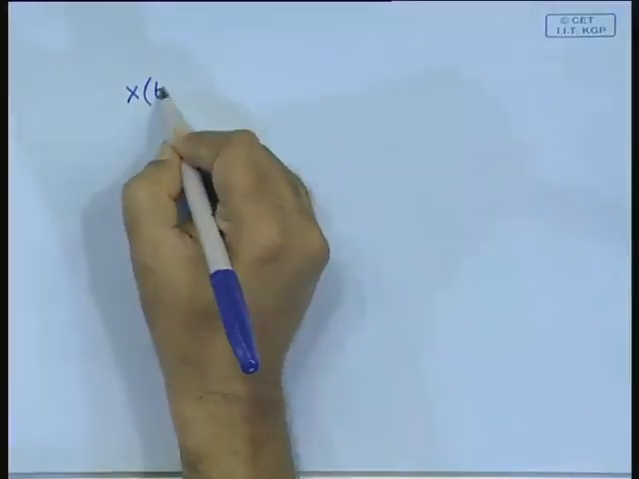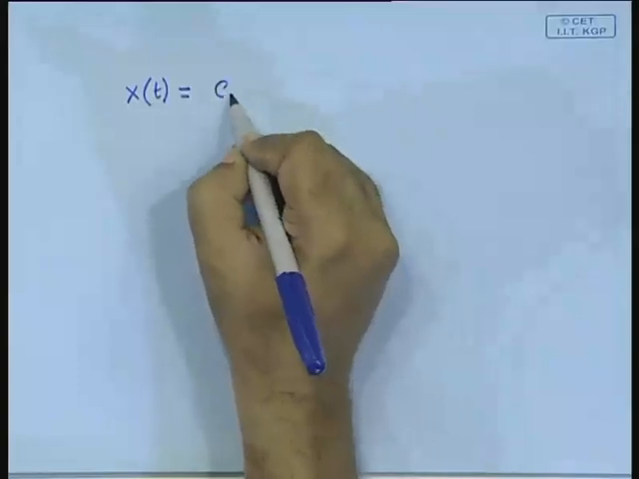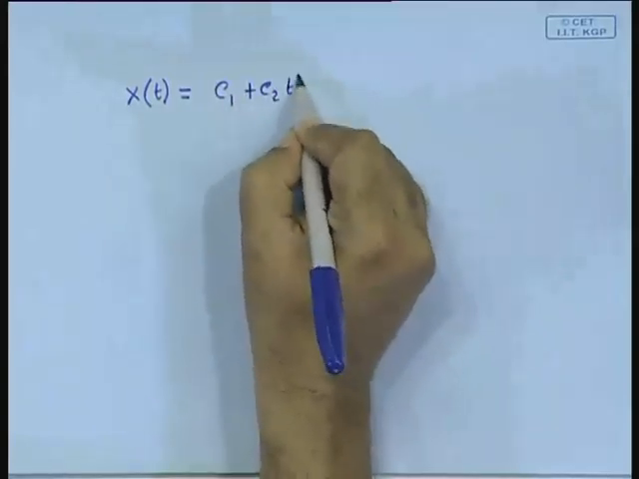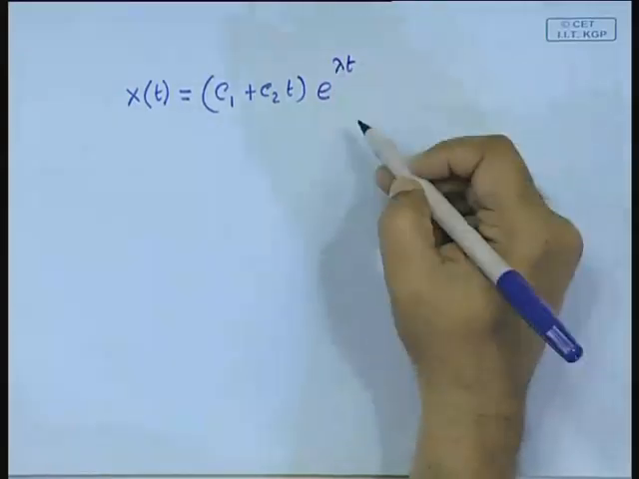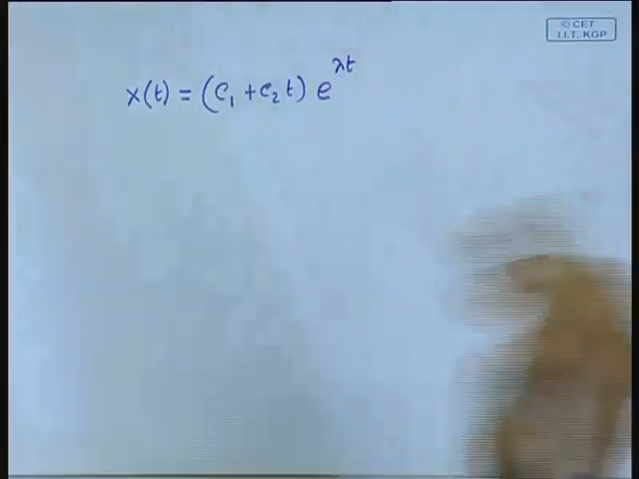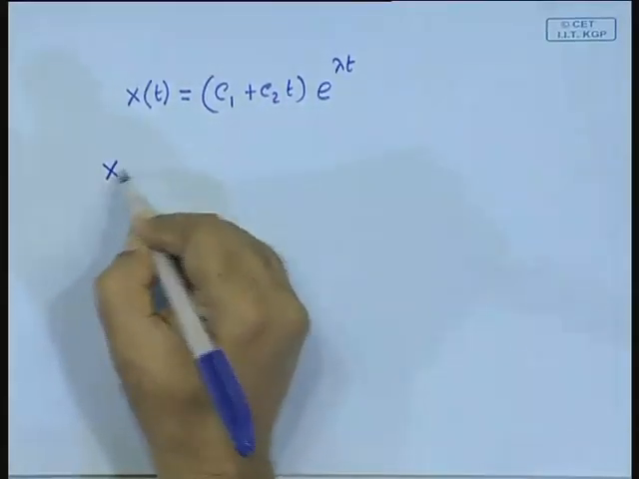In the last class there was a question, when we were dealing with equal eigenvalues. We had said that the solution x of t will be (C 1 plus C 2 t) e to the power lambda t, right, that is what we said.